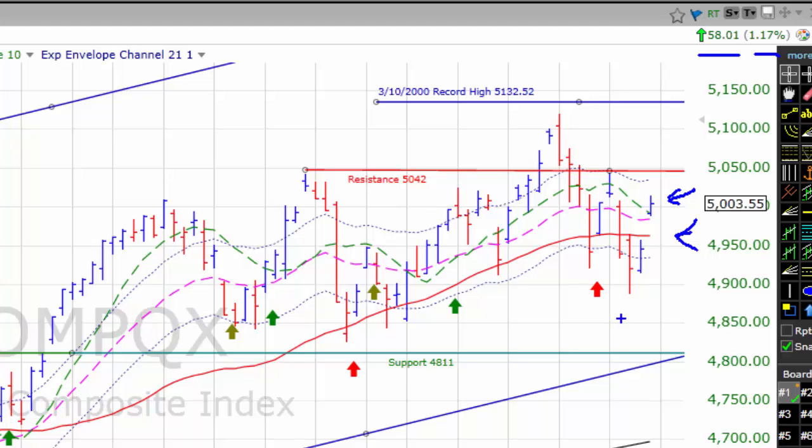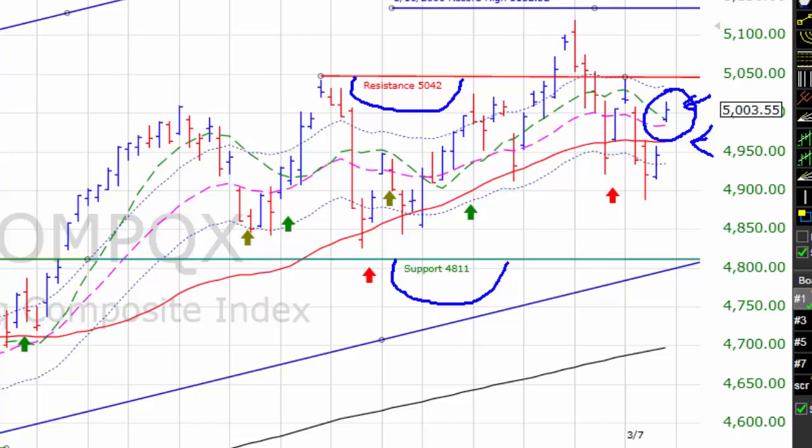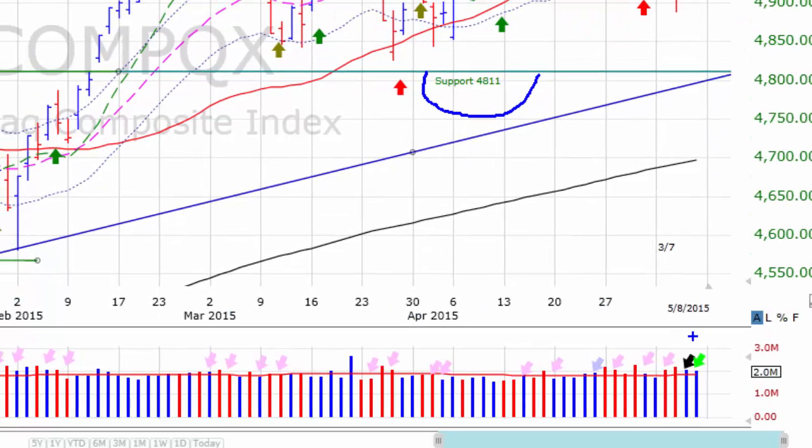Right now, the NASDAQ is bracketed by support down here in the 48.11 area and resistance up here in the 50.42 range. On Friday, our 1 to 6 month timing model on the NASDAQ went to an aggressive buy signal. For you followers of William O'Neil, the market is in correction. Yesterday was our second day of the attempted rally.